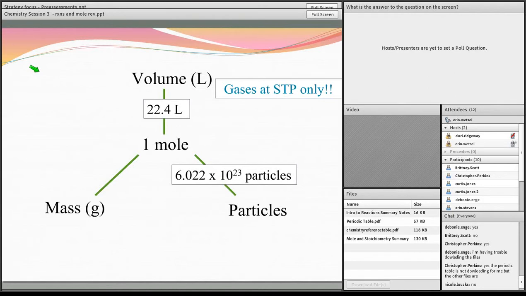If it's an element, we just use directly what we get from the periodic table. If it's a compound, we have to add up the masses of everything that's in that compound to get the molar mass for the compound.